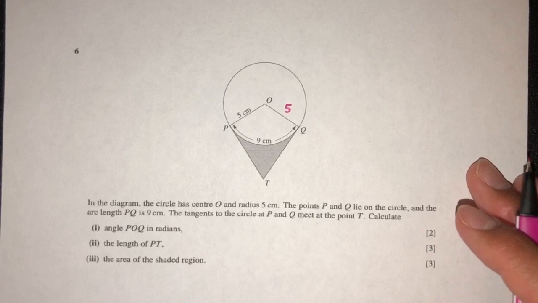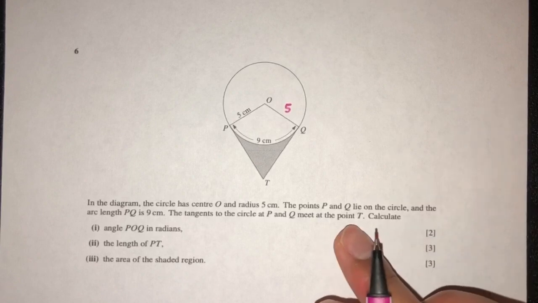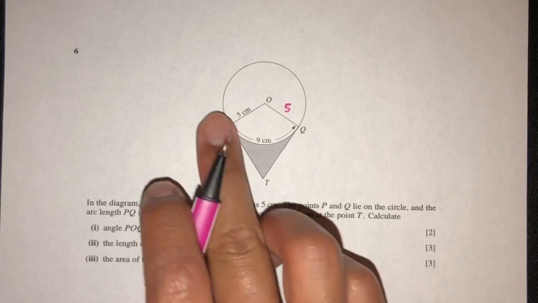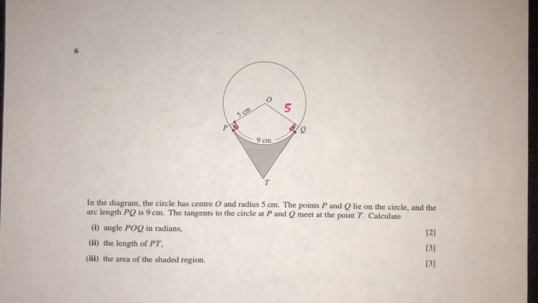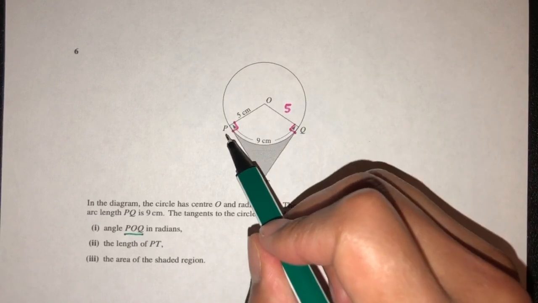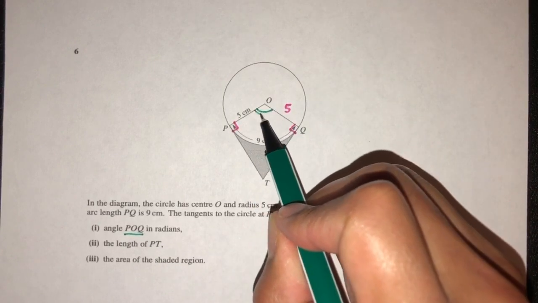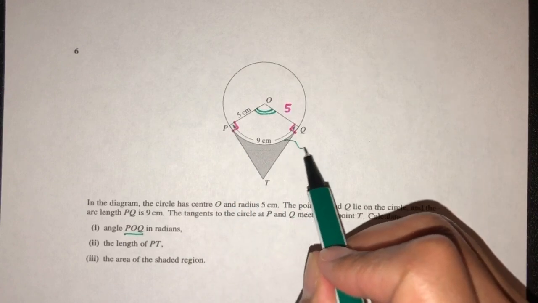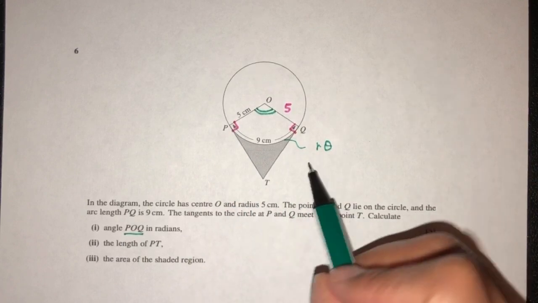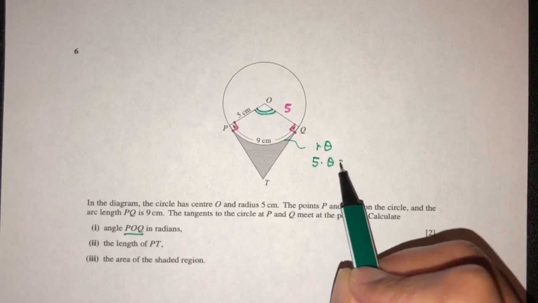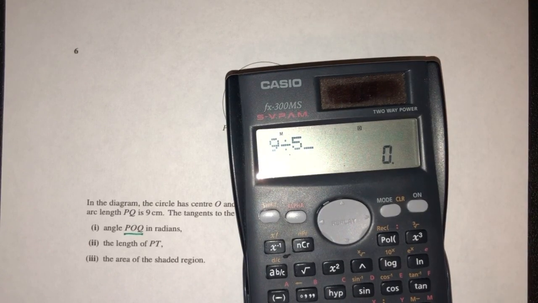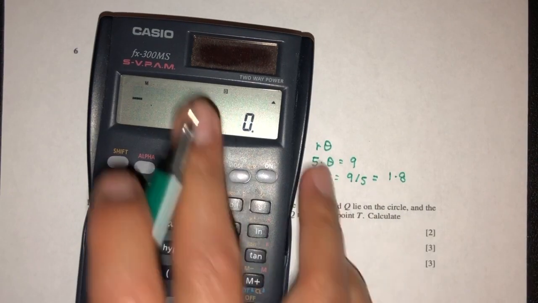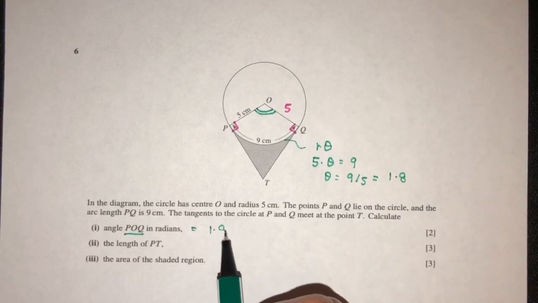Now, the tangents to the circle at P and Q meet at the point T. Here we have the point T, but we know that PT and QT are tangents, which means this is 90, and this has to be 90. Okay, great. Now we have to find the angle POQ in radians. Angle POQ, we have to find this value here. Pretty easy, because we know the length of arc is given by the formula r times theta. r is 5, the radius, theta is the angle, and the arc has to be 9. Theta will be 9 divided by 5. That will be 1.8 radians as your value for the angle in terms of radians.